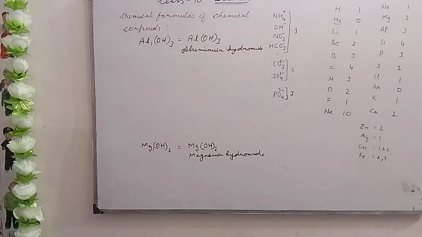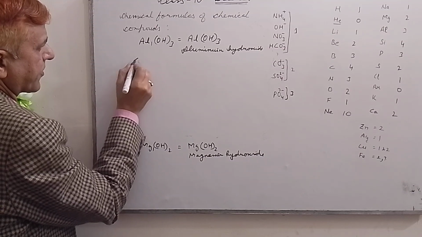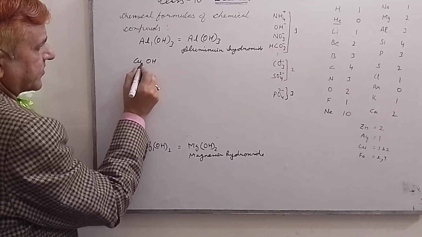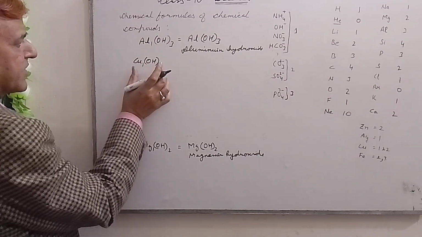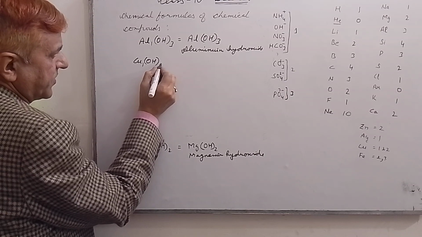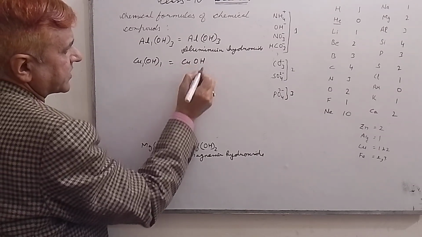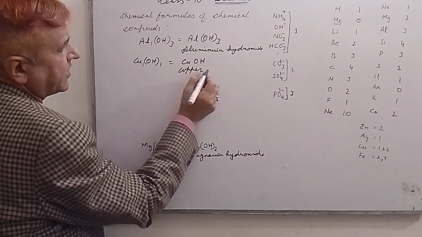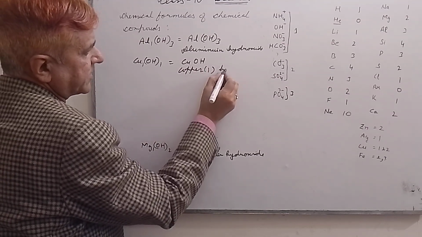Then we have copper hydroxide. Now again 1, copper has 2 valencies, 1 and 2. I am taking valency of copper as 1. So copper hydroxide. So how can I write in the name? This is copper. Which valency I have taken? 1 and hydroxide.